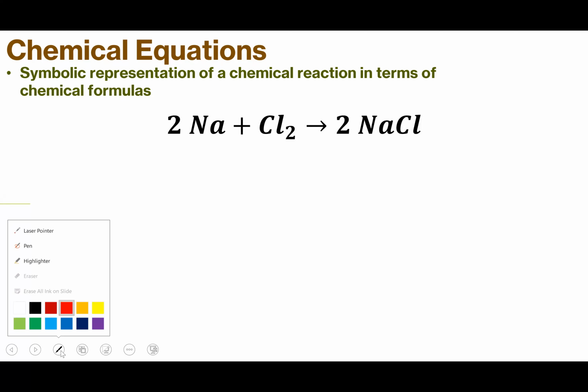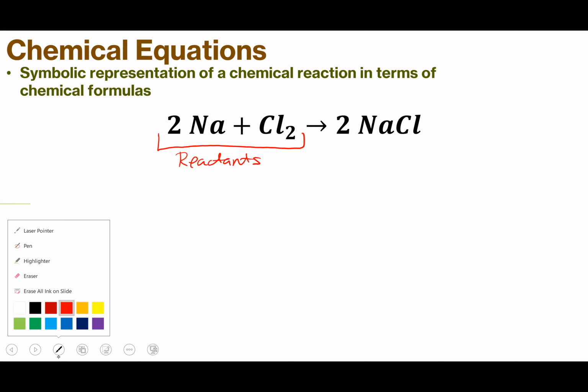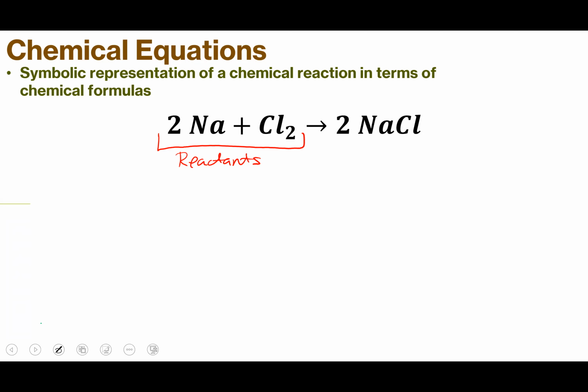Every chemical equation has two main parts. We have the guys on the left, which are known as reactants. Sometimes they're called substrate or starting material; these all mean the same idea, but it's what's going into the mix as you're doing stuff. The stuff on the other side is the products. So we have reactants, we have products.